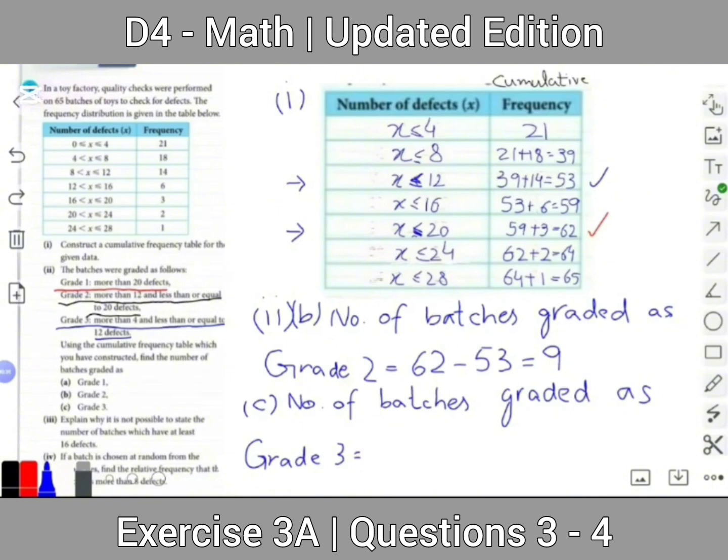our upper limit in the case of grade 3 is less than or equal to 12. So for less than or equal to 12 we have the cumulative frequency of 53. So here we will write down 53 minus, and our lower limit is more than 4. So for x less than or equal to 4 we have a cumulative frequency of 21. So here we have the 21. 53 minus 21 is equal to 32. So the number of batches graded as grade 3 is equal to 32.